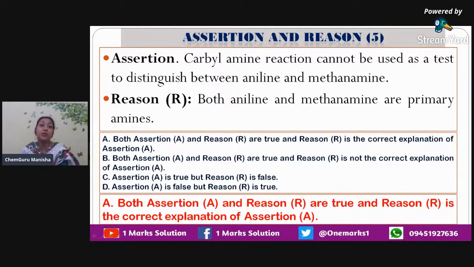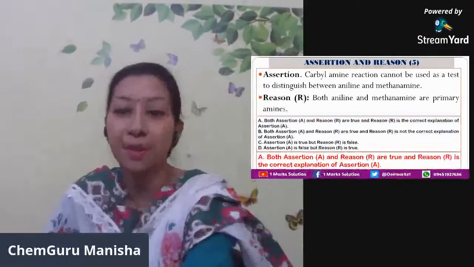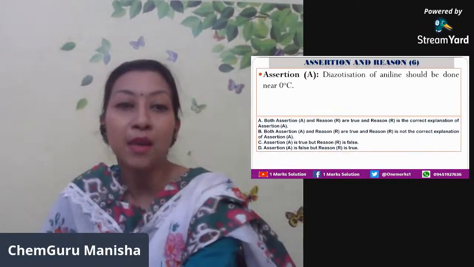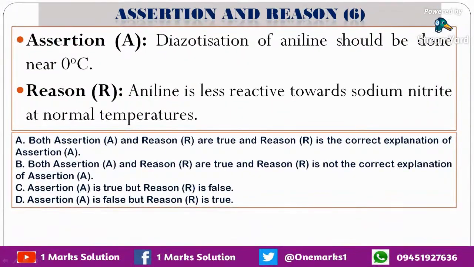So assertion is also true, reason is also true, and reason is explaining assertion. That's why isocyanide formation cannot happen, because it's primary amines. Next statement that we have is diazotization of aniline should be done near 0 degrees Celsius. Now, diazotization reaction, if you remember, we read it in haloalkanes also, Sandmeyer's reaction, 0 to 5 degrees Celsius. So even, near 0 degrees Celsius means 0 to 5 degrees Celsius.